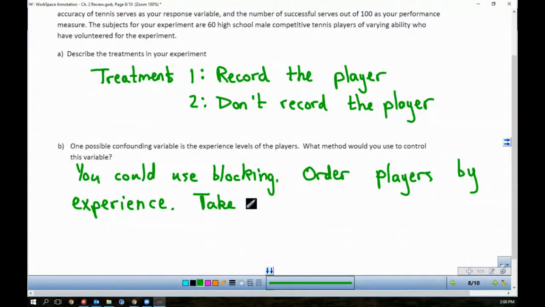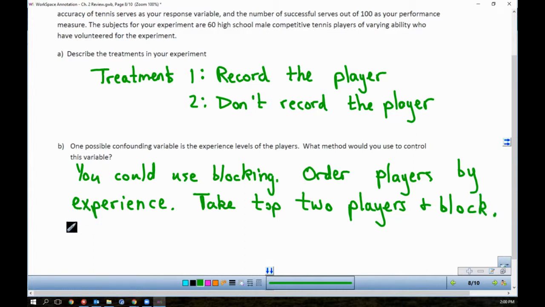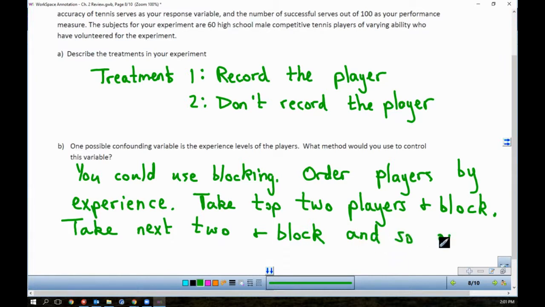Take the top two and block. And I'm just summarizing this. Now, if you were writing this formally, I would like y'all to kind of fluff it out some, but I'm just trying to summarize here. Take top two players and block. Take next two and block. And so on until all are blocked.